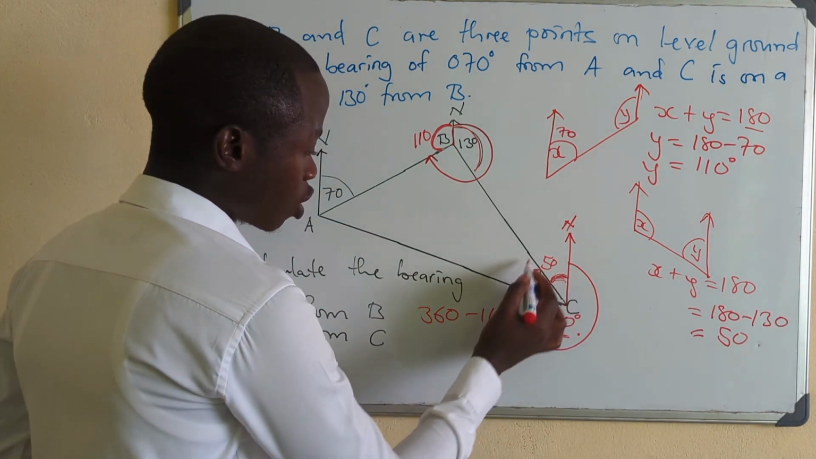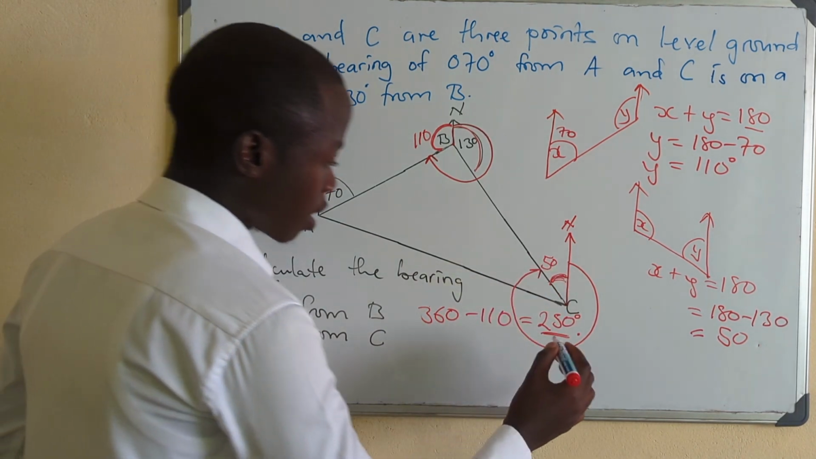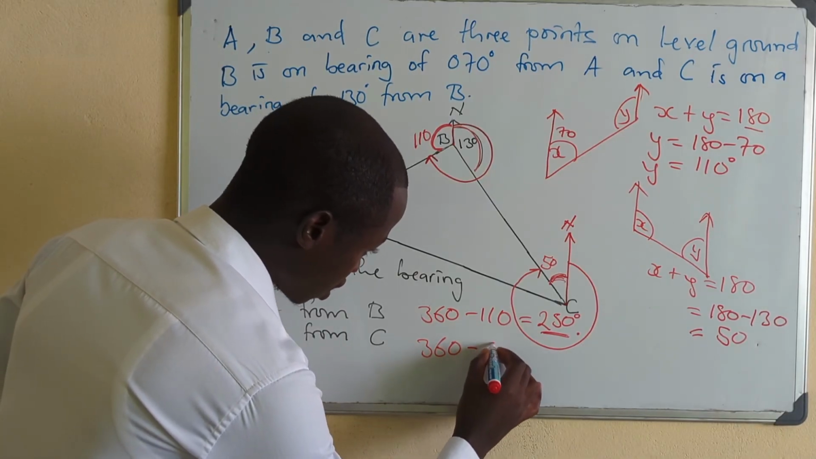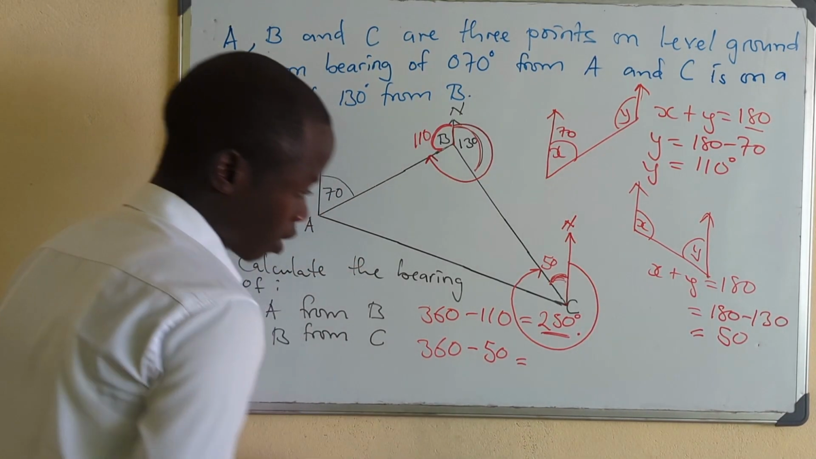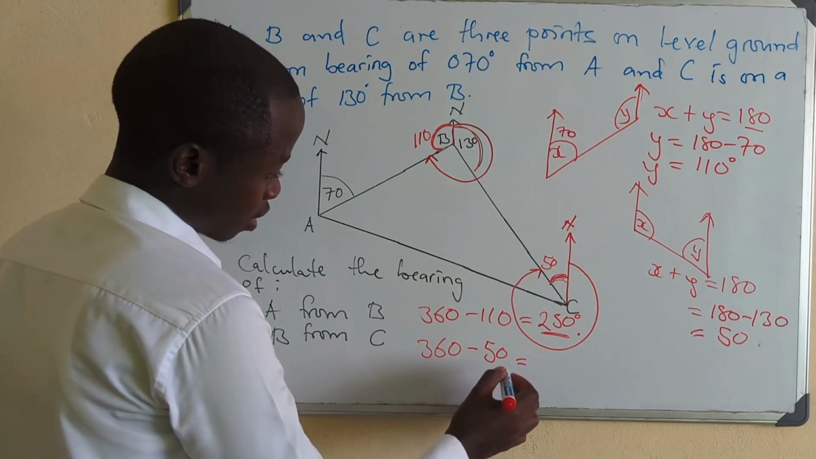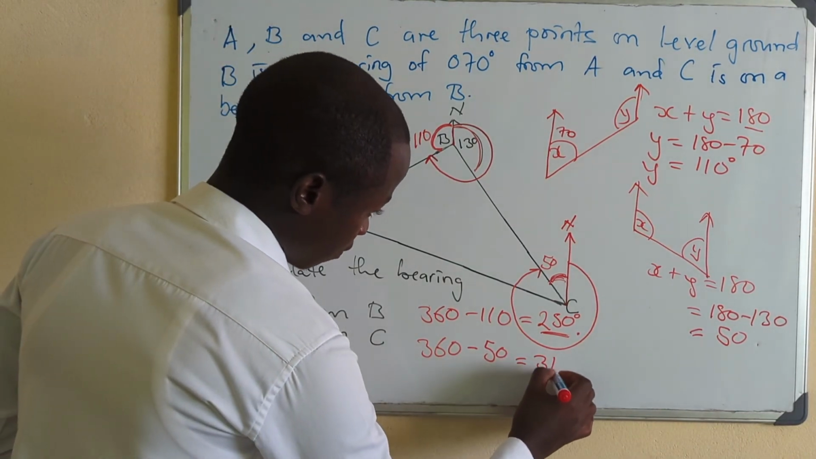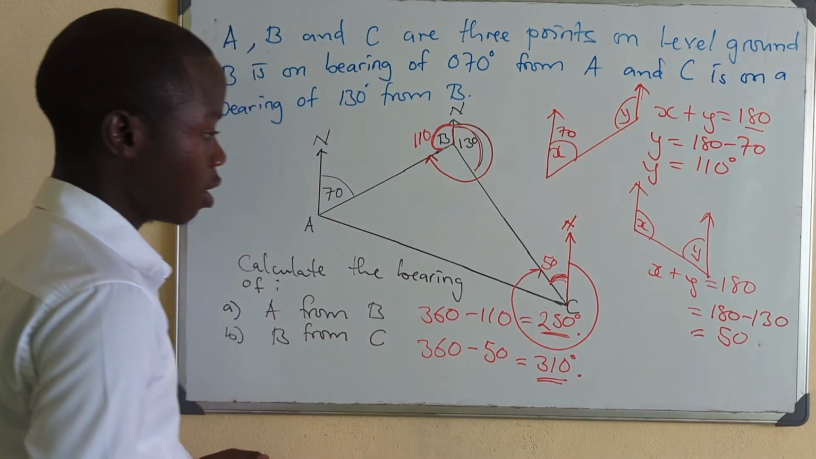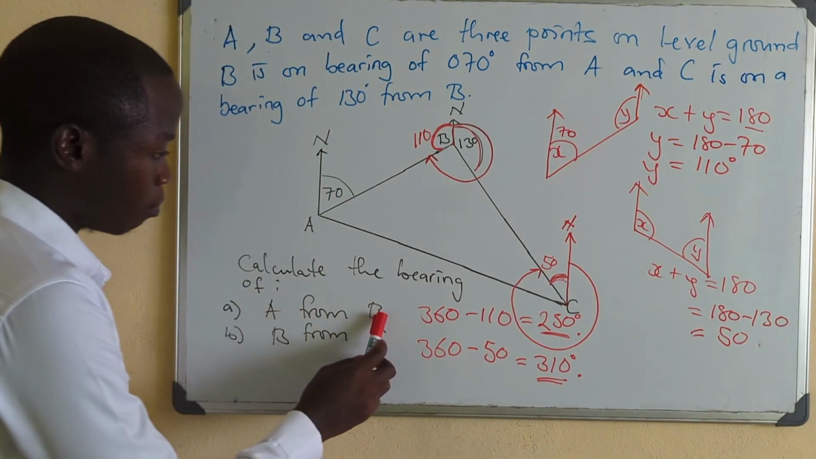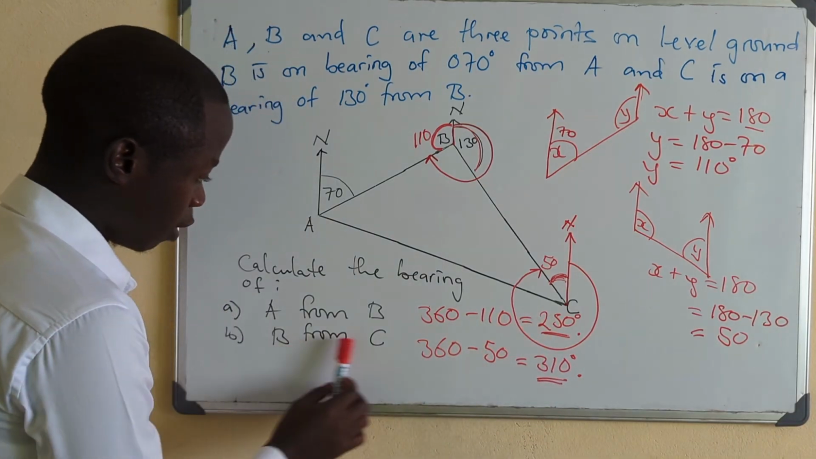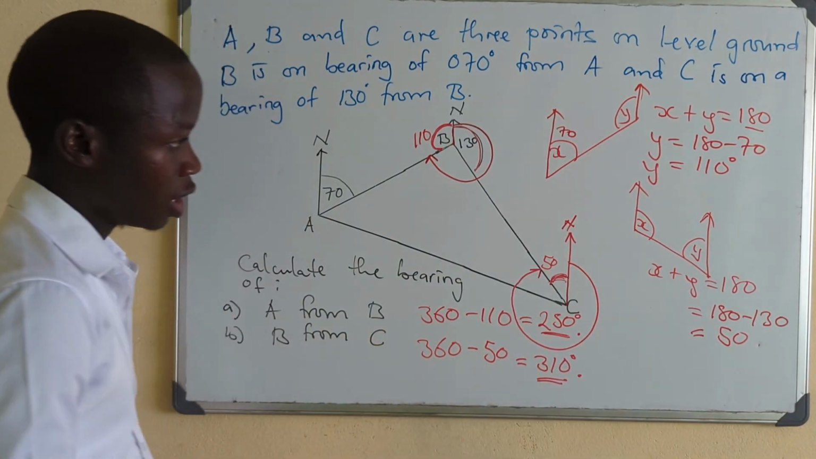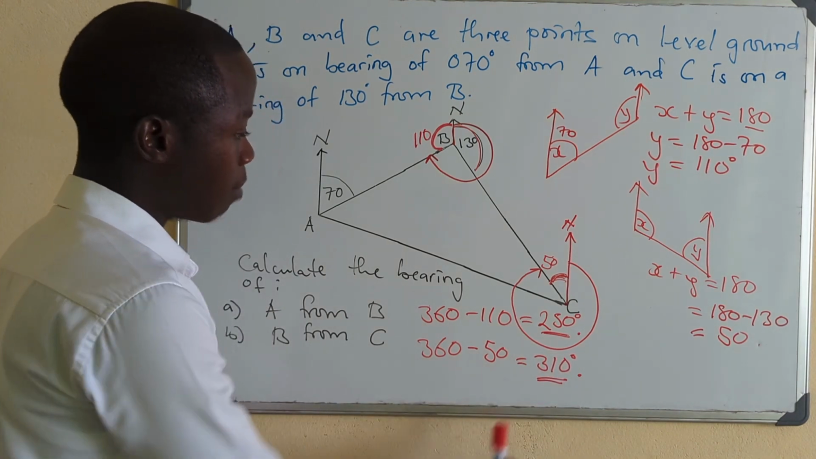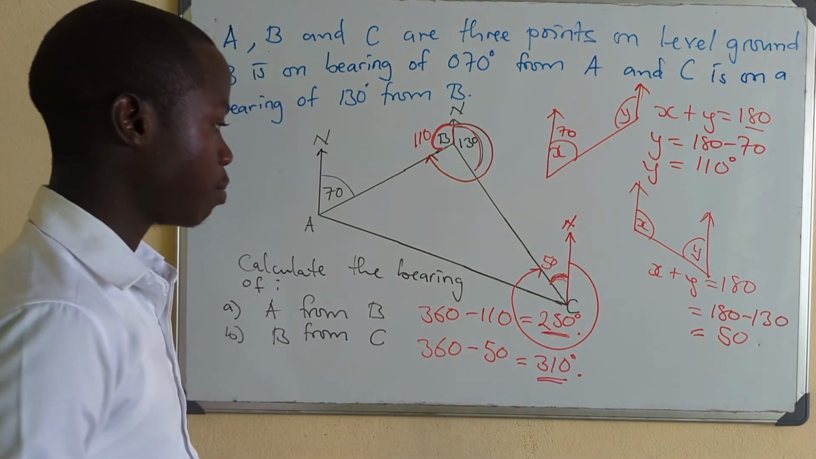Now that we know this one to be 50, we can subtract it from 360. So 360 minus 50 gives us 310. These are our solutions. A from B is 250. B from C is 310. So always the bearing must be measured in 3-digit numbers and also expressed in degrees.